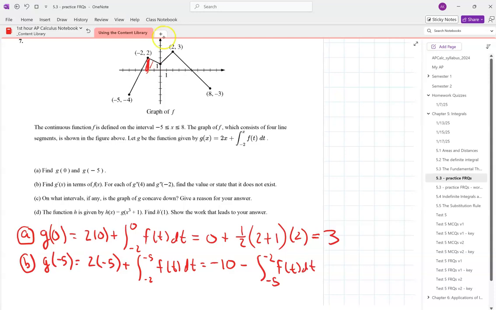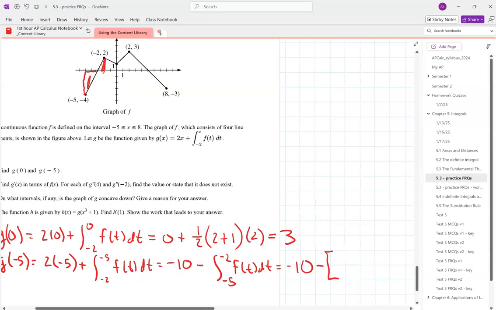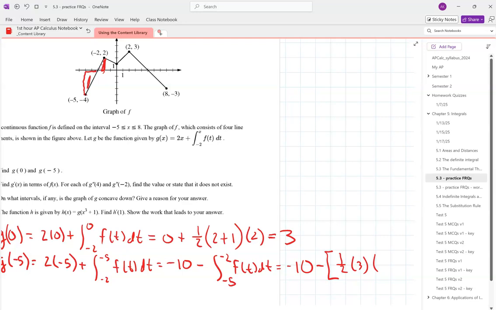So now we're just looking from -5 to -2. So we're looking at that triangle and that triangle. So that first triangle, the area is 1/2 base, which is 3 from -5 to -2, and its height is -4, right? Because its height is really f of -5.